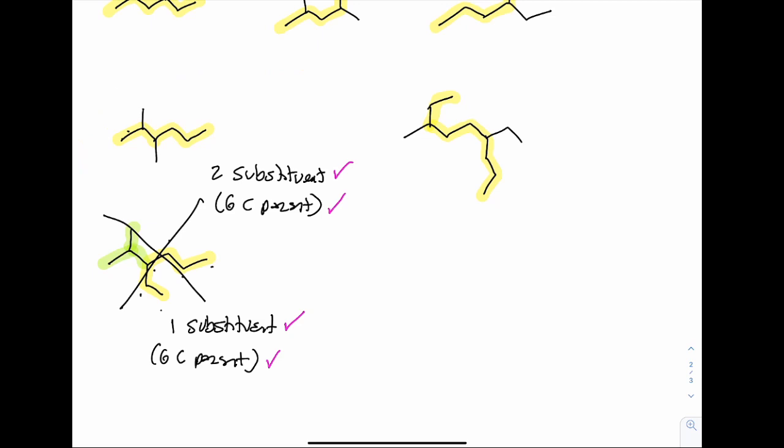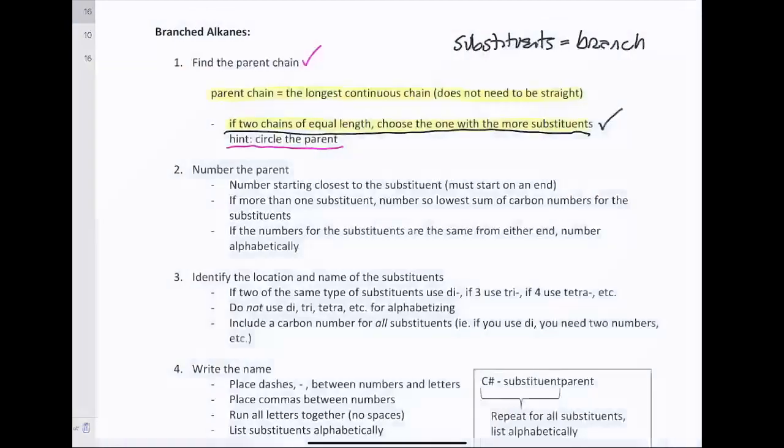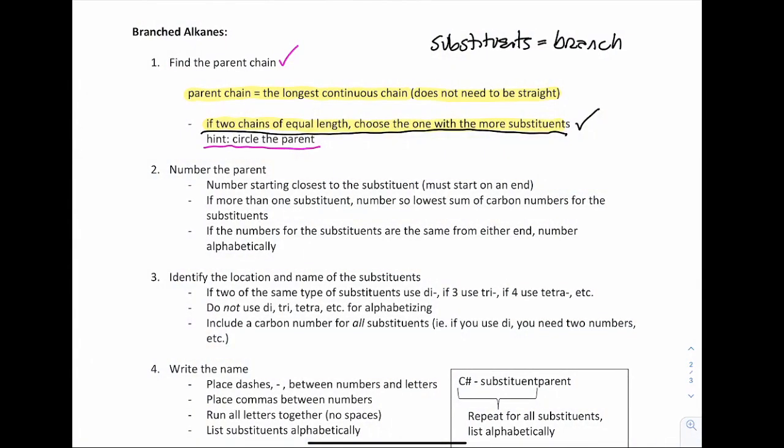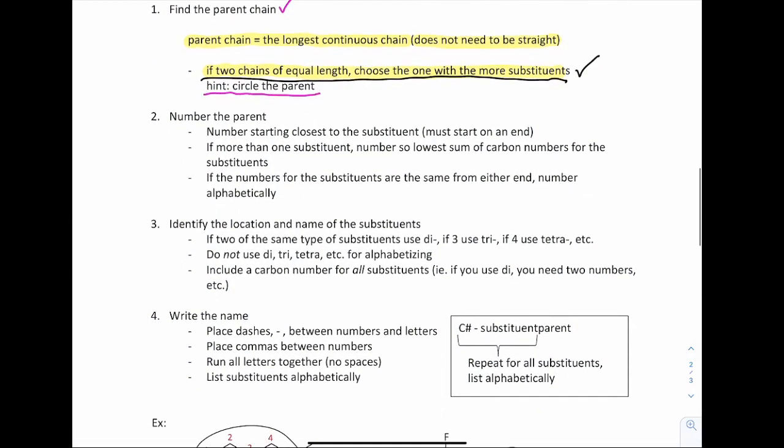It doesn't matter. Let's go back out to our directions here because we're on to step 2. We've already found the parent. Now we're going to number the parent. So that's our second step. So some rules for numbering it. And by numbering it, I'm literally going to take my pencil and I'm going to write numbers on every single carbon in my parent. So I'm literally going to number it.